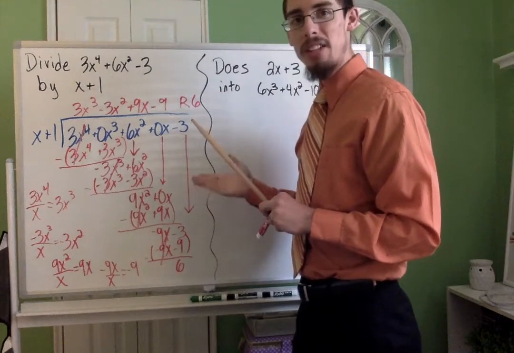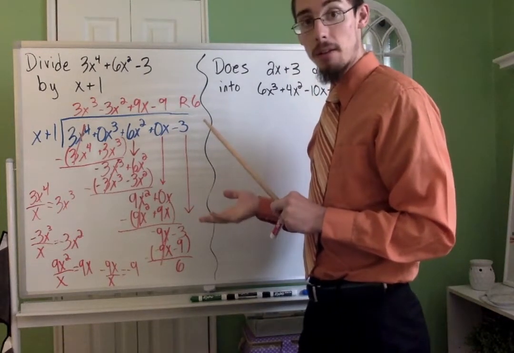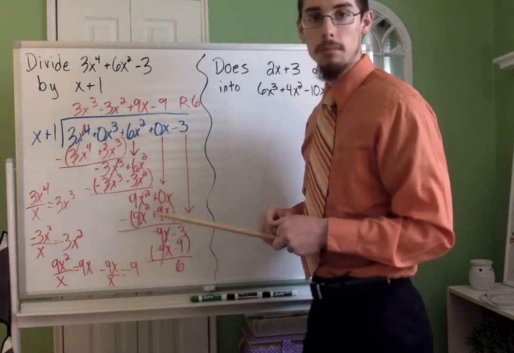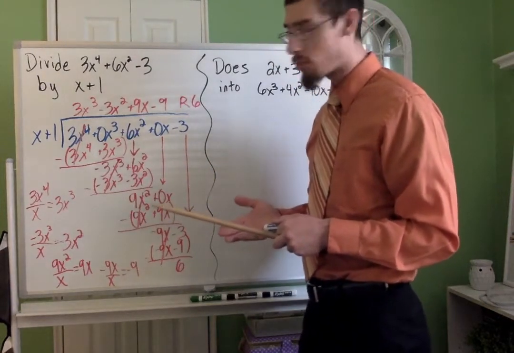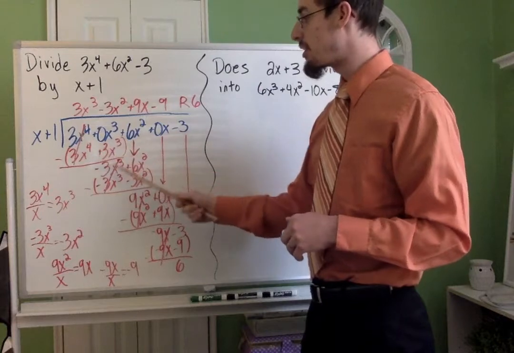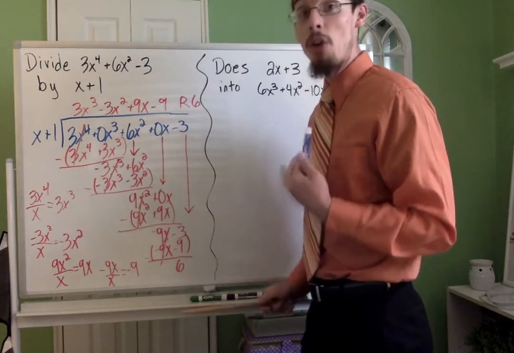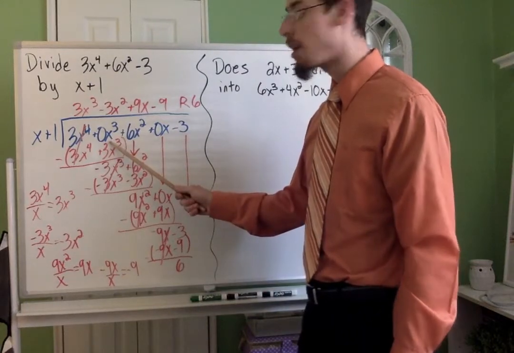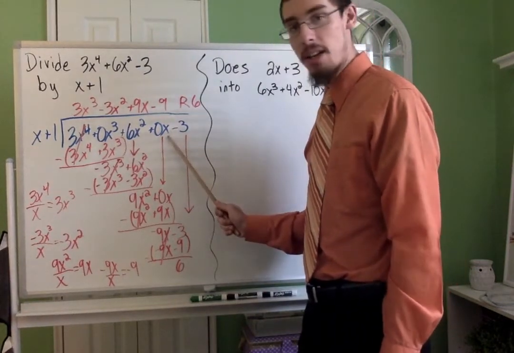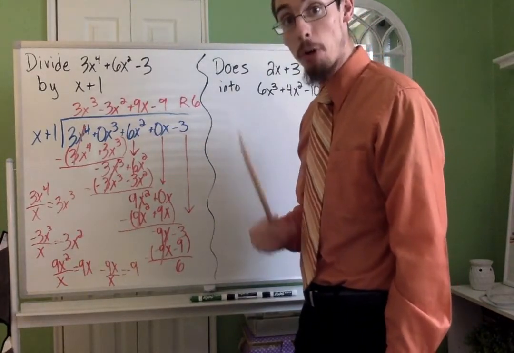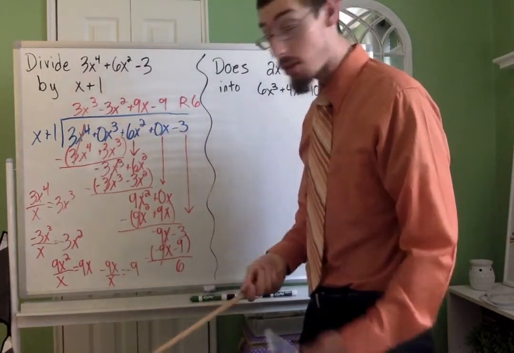This is about as complicated as it could be. It's not really that hard, right? You're just doing the same process over and over and over again. Really, the hardest part is probably going to be making sure that you keep things lined up, that you fill in the spaces if you're missing any exponents.